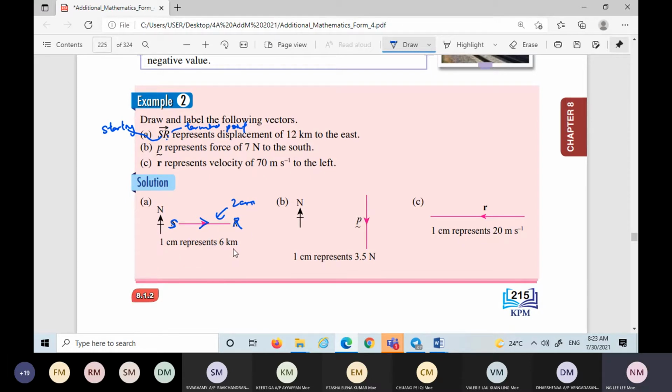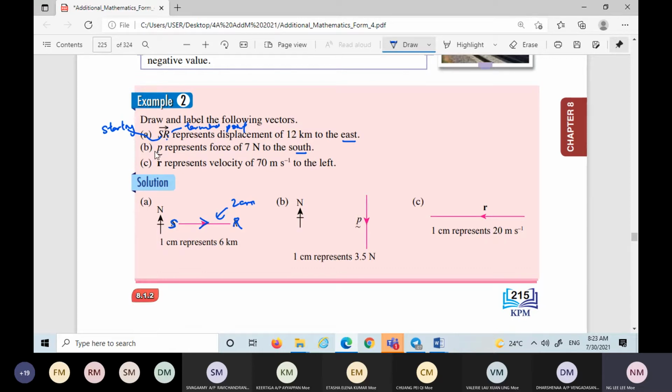Then you have to write how many kilometers 1 centimeter represents. Usually it's 1 centimeter represents some amount. Then if you want, you can draw the direction pointing to the north, because this one is due to direction, the four main directions. That's all for this.